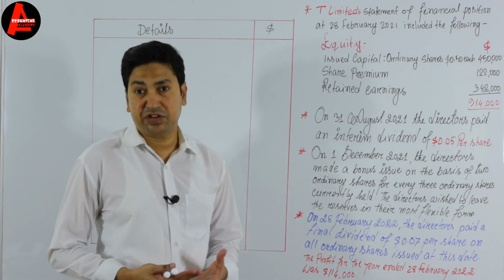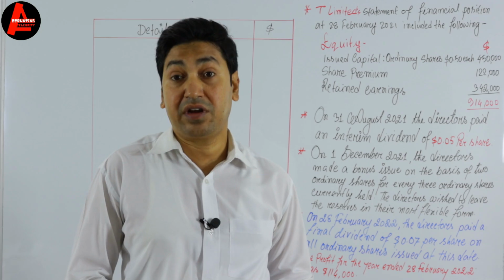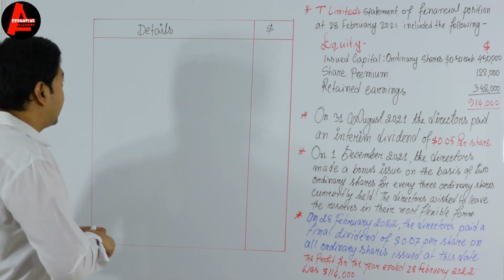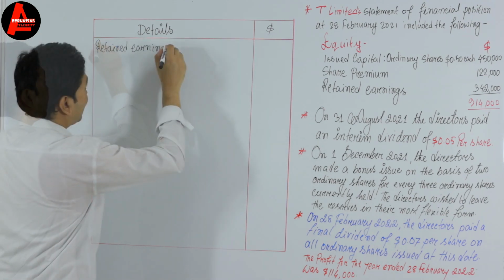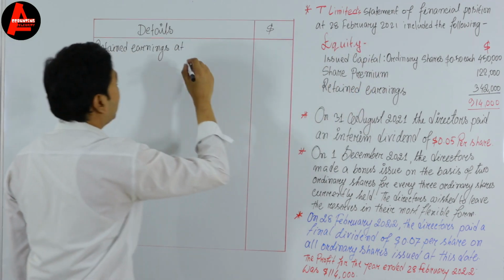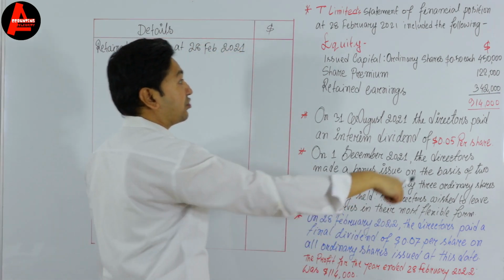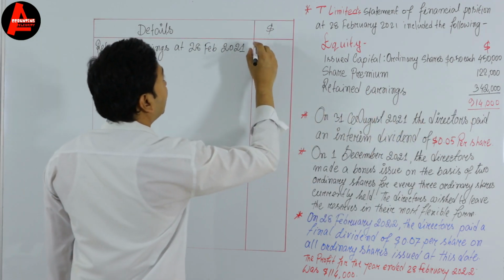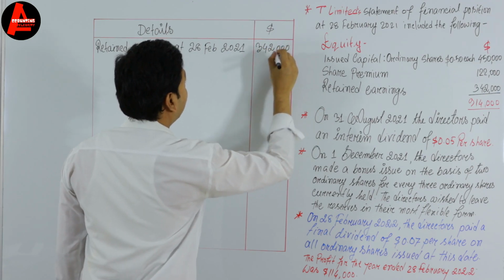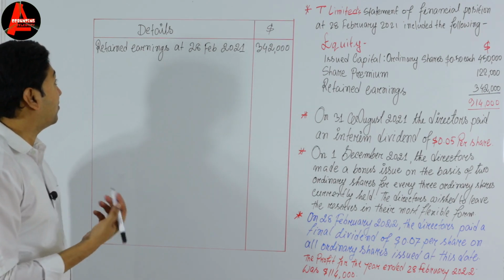So how to calculate retained earnings? It is simple. First of all, we need to add the profit for the year to the retained earnings opening balance. Let us write here retained earnings at 28 February 2021. We had retained earnings $342,000, so we will write here $342,000. This is the balance brought down, the opening balance, whatever you call it.